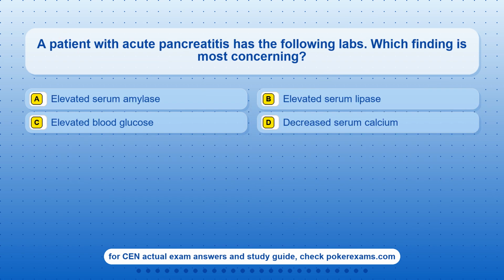Question 2. A patient with acute pancreatitis has the following labs. Which finding is most concerning? Option A, elevated serum amylase. Option B, elevated serum lipase. Option C, elevated blood glucose. Option D, decreased serum calcium.